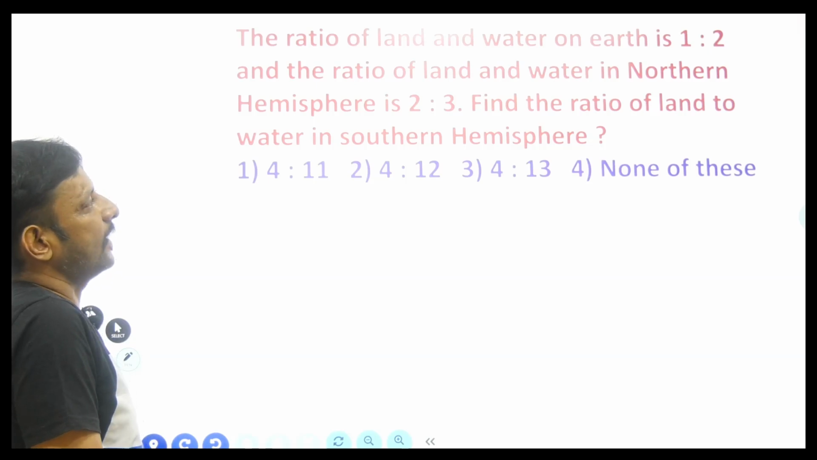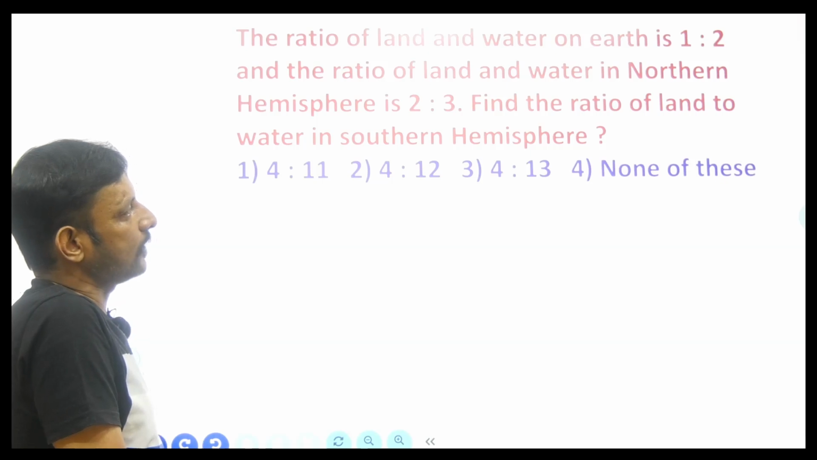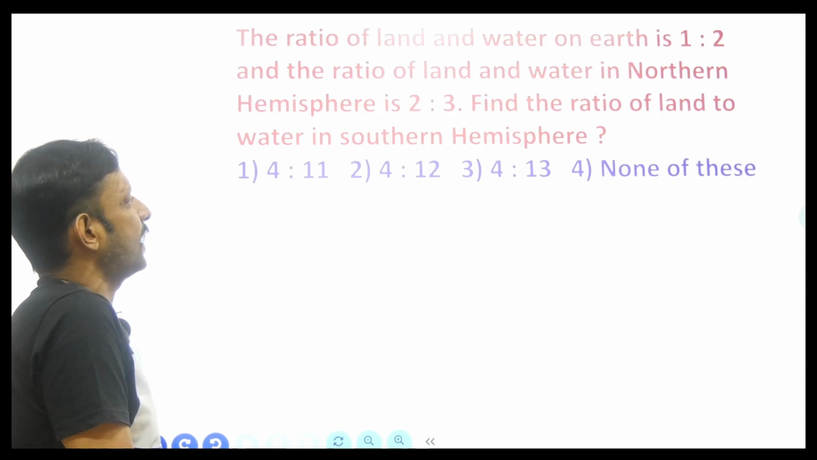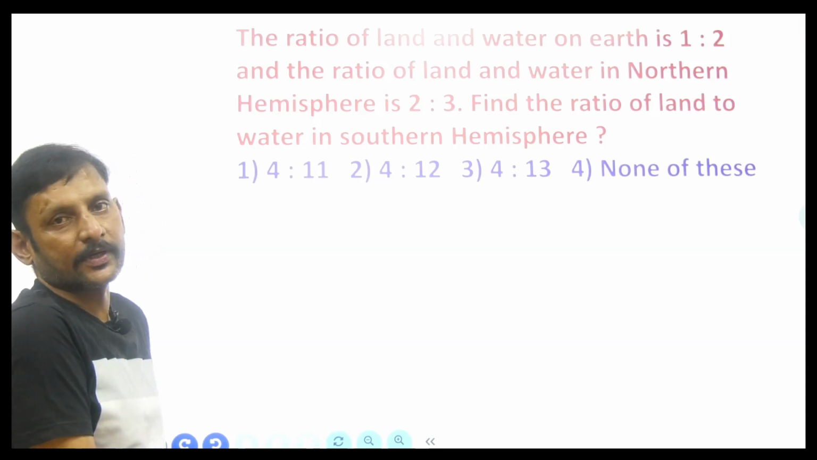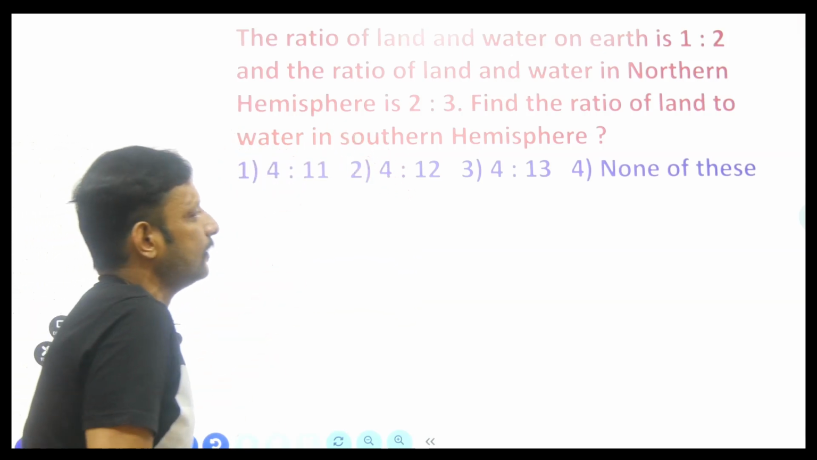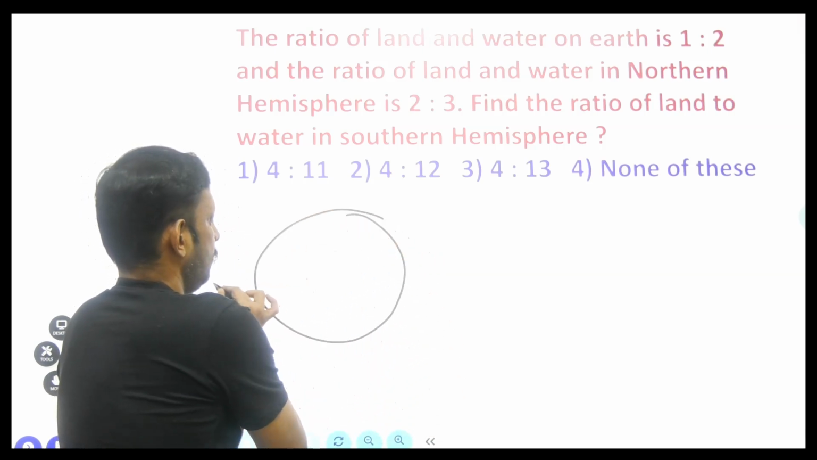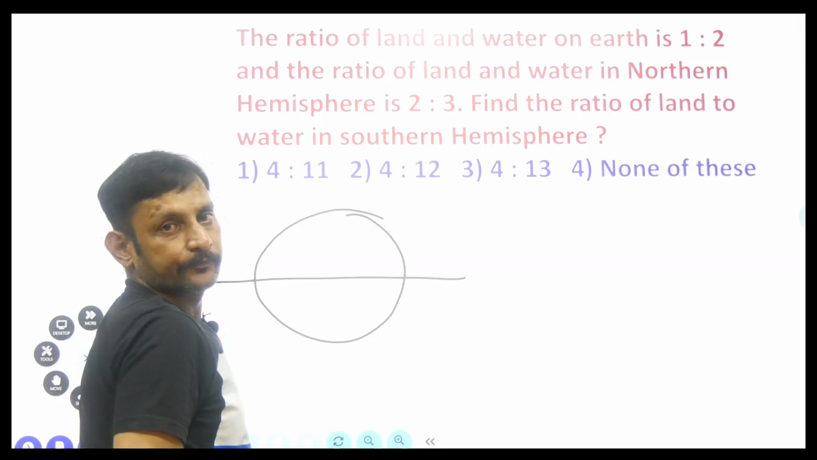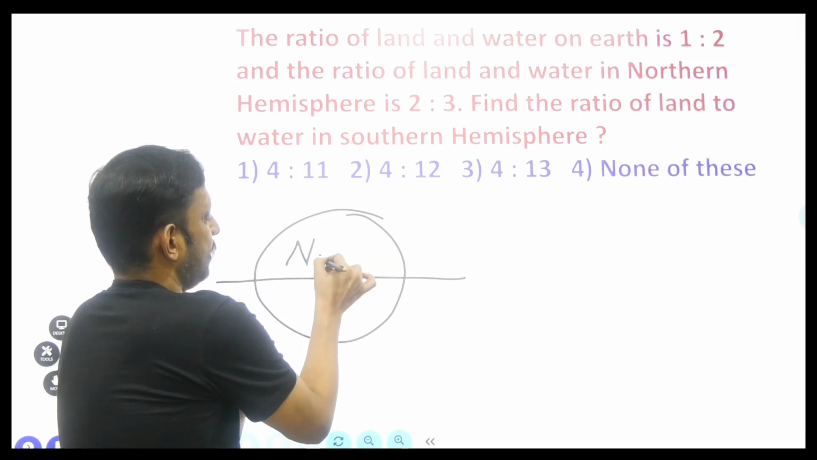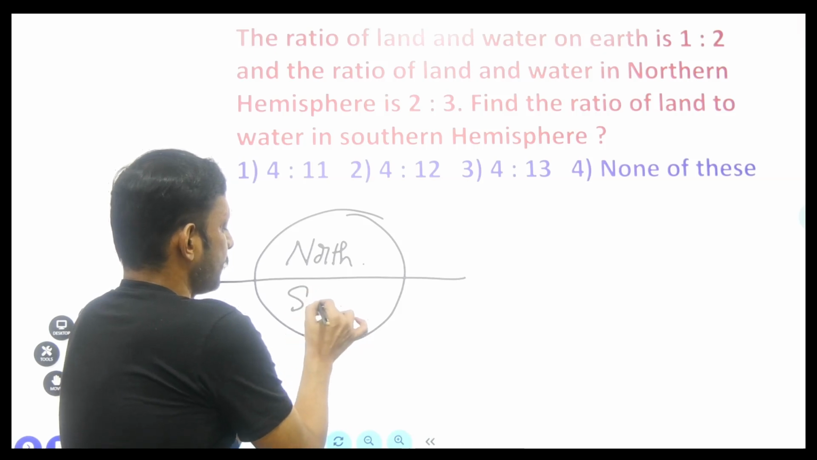The ratio of land and water on earth is 1:2 and the ratio of land and water in the northern hemisphere is 2:3. Find the ratio of land to water in the southern hemisphere. North hemisphere 2:3. South hemisphere how much? Actually, on the earth we have 2 hemispheres. The upper part of the earth is called the north hemisphere and the lower part of the earth is called the south hemisphere.